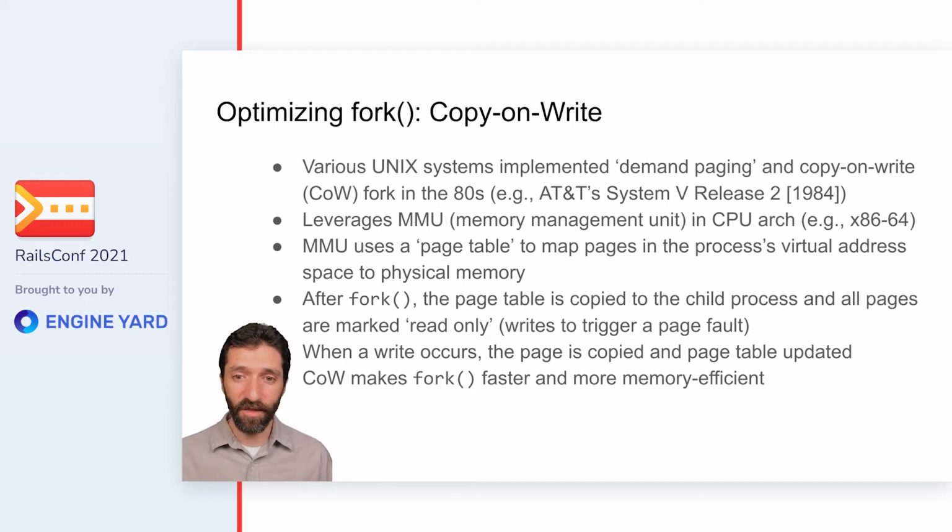So this makes fork both faster and more memory efficient, since it doesn't actually need to copy any memory pages until they're actually modified. This optimization makes normal fork nearly as fast as vfork, but since fork still copies page tables, vfork is still slightly faster for very large processes.